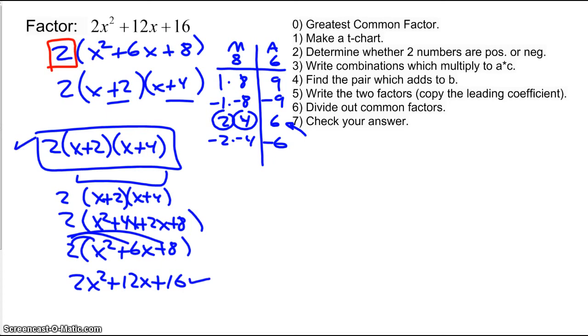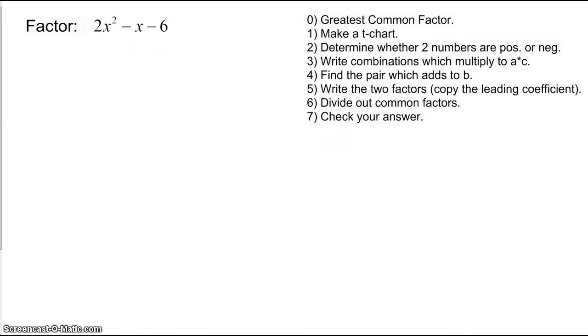So sometimes you can handle that leading coefficient, if it isn't a 1, just by finding a greatest common factor. But that doesn't always work. In this case, there's a leading 2, but there is no 2 in the other terms. The middle term has a coefficient of negative 1, so we can't factor out a greatest common factor.